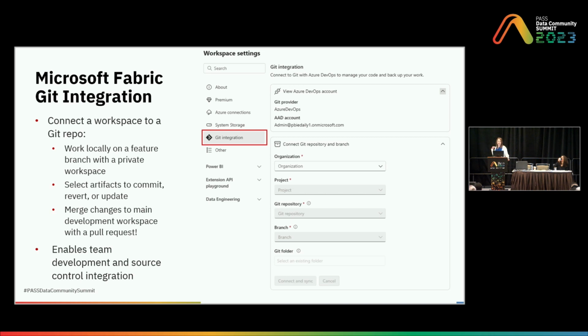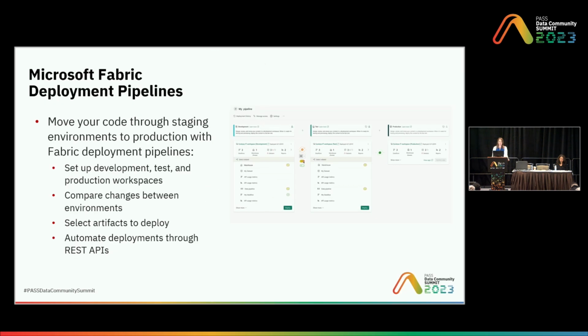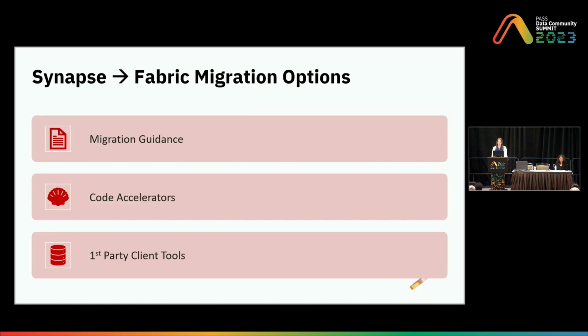So this is basically how you would connect a workspace to a Git repo. You have it all in the workspace settings of your Fabric workspace. So you can work locally, you can select which artifacts to commit, you can create your pull request, and off you go from there. Deployment pipelines, you can move your artifacts and kind of stage them through different environments. So here you have an example of a dev test prod environment. So you can basically set up any number of stages that you like, and then you can connect them in the deployment pipeline. You can compare changes between different environments, and then you can basically commit them from there.